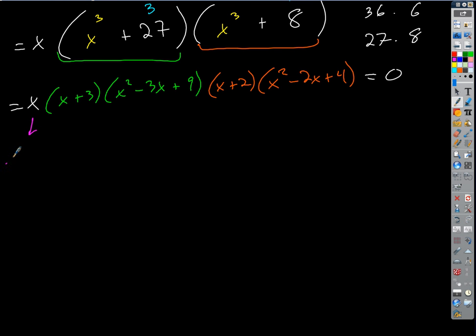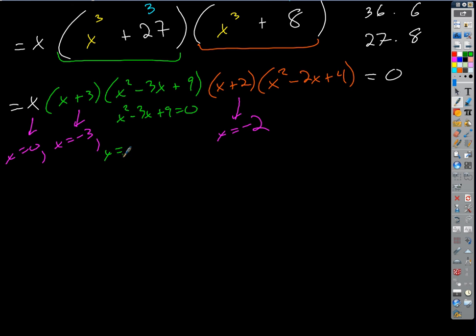Some of them I'm just done. This one we already know: I get x equals 0. That one's -3. That one's -2. What about in here? Well, in here I'm just going to set that equal to 0 and solve. If I set x squared minus 3x plus 9 equal to 0, I'm just going to use the quadratic formula, right? So a is 1, b is -3, c is 9.